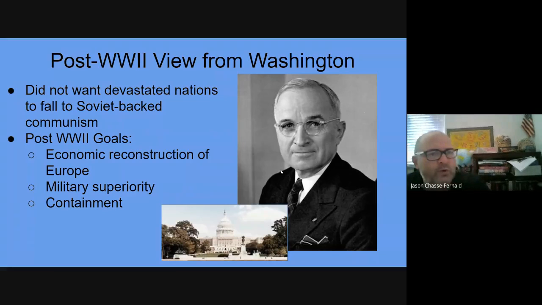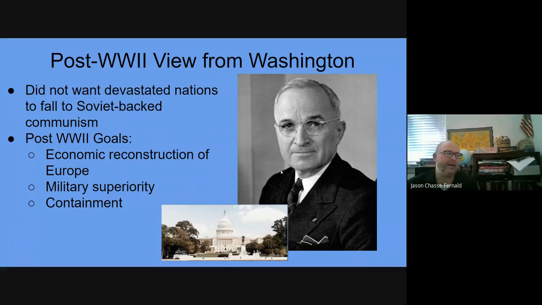So, post World War II, the view from Washington D.C. So hopefully you know who that is, right? I don't think I've ever had a class that couldn't quickly identify that as Truman. So we do not want devastated nations to fall to Soviet-backed communism. The post-World War II goals of the United States are economic reconstruction of Europe, military superiority, and containment.